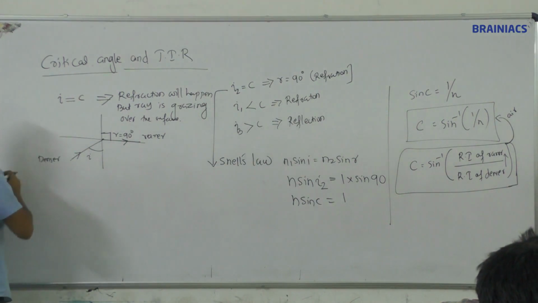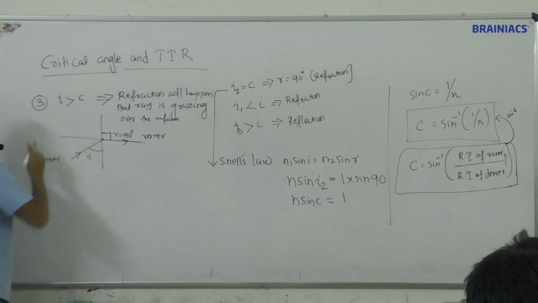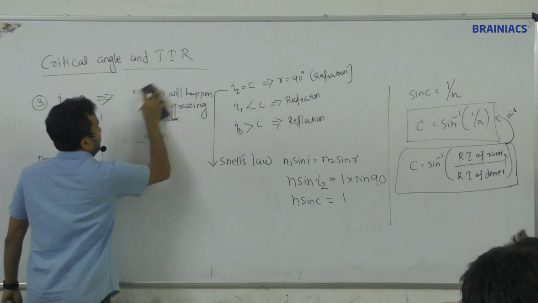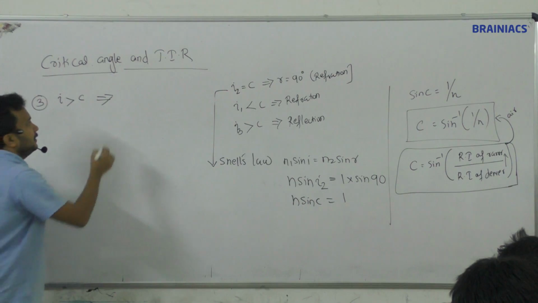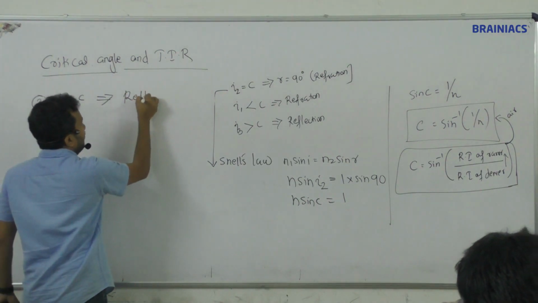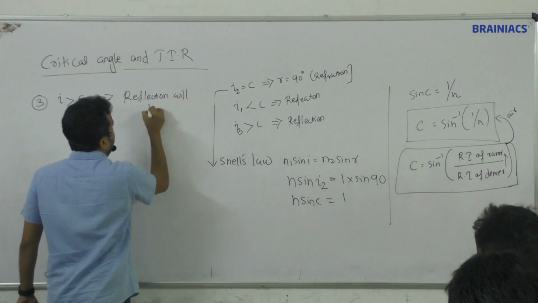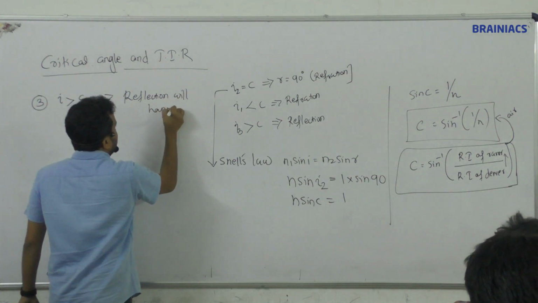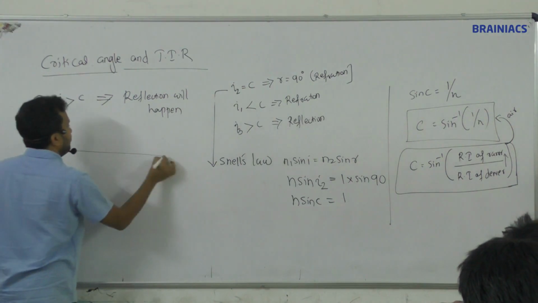Then move to the third one. I greater than critical angle. Incident angle greater than the critical angle, total internal reflection will happen.